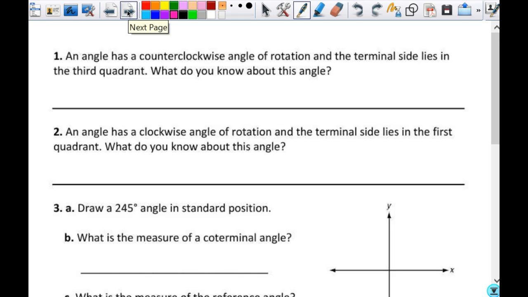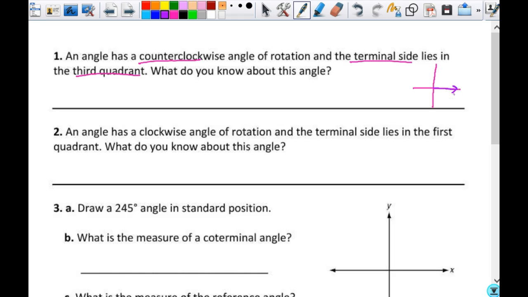It says an angle has a counterclockwise angle of rotation and the terminal side lies in the third quadrant. Okay, so counterclockwise and the terminal side is in the third quadrant. Those things are all important. So we're going to draw a little sketch here. So here's my little X and Y axis. So I'm starting here, right?